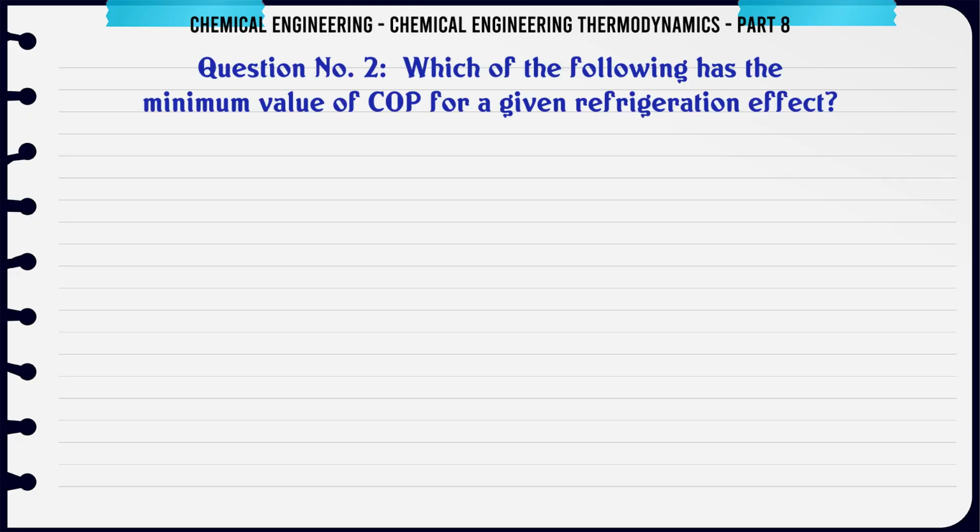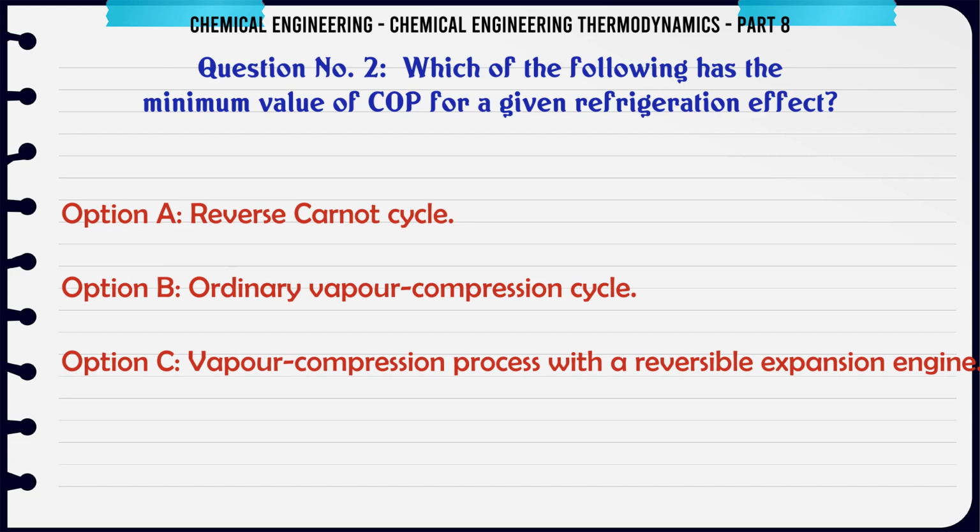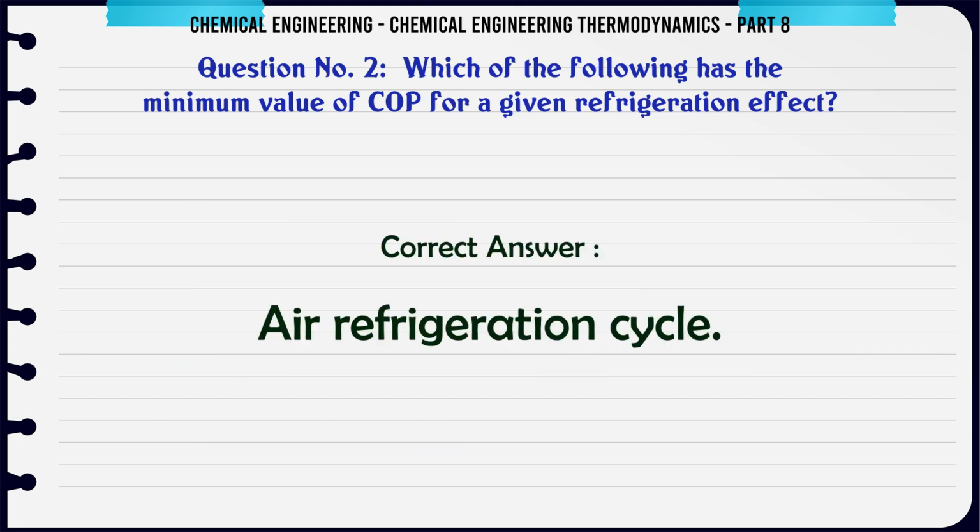Which of the following has the minimum value of COP for a given refrigeration effect? A. Reverse Carnot cycle. B. Ordinary vapor compression cycle. C. Vapor compression process with a reversible expansion engine. D. Air refrigeration cycle. The correct answer is air refrigeration cycle.